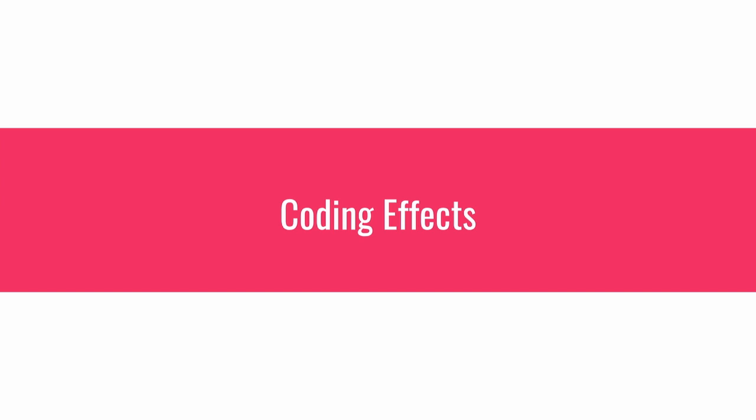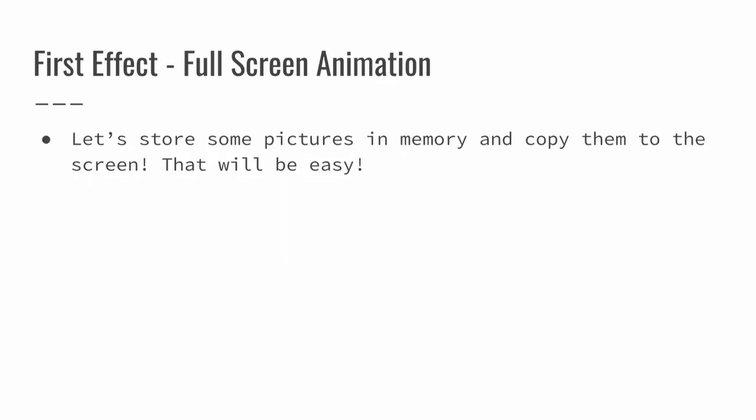So let's start into coding some simple effects. Let's start with something ambitious. Let's start with full screen animation. So we're going to store some pictures in memory and copy them to the screen. That will be easy. We have a bunch of memory, we have the screen, we copy from one to the other. That should be really straightforward.